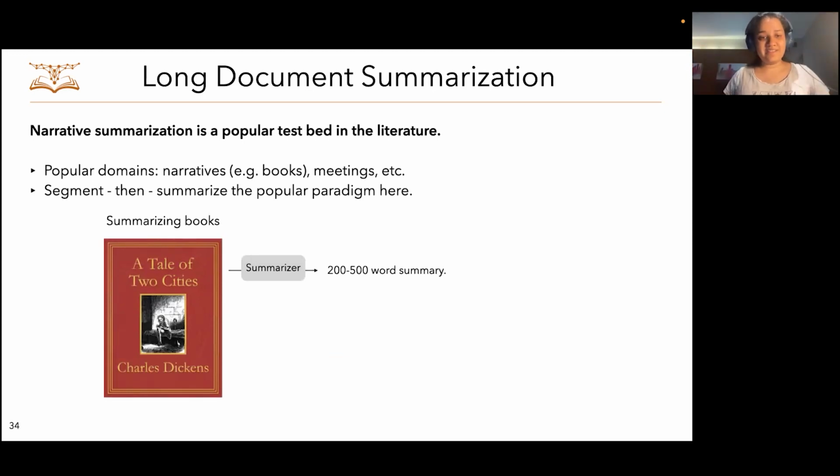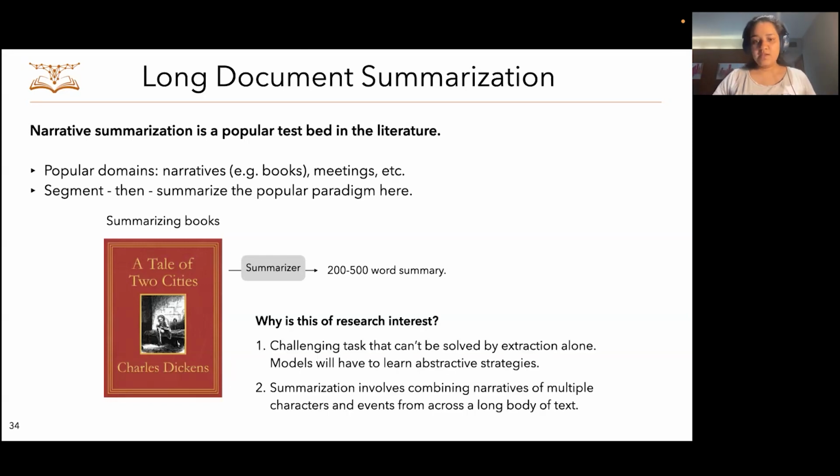Say, given an outrageously long input like a whole book, you have to summarize this in around 200 to 500 words. And the reason why this is much more interesting than, let's say, long news summarization is, first, it's a pretty challenging task that can't really be solved by extraction alone. Models will have to learn abstractive strategies. And the second thing is that in general, these are very complex narratives that involve stories of different characters and how these intersect. And any summarization model would have to learn how to deal with all of that.